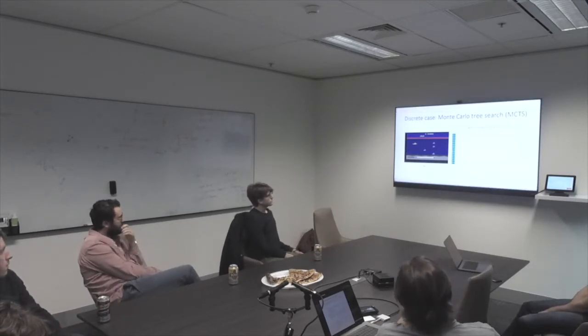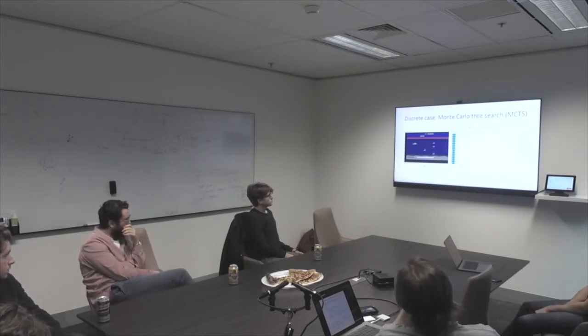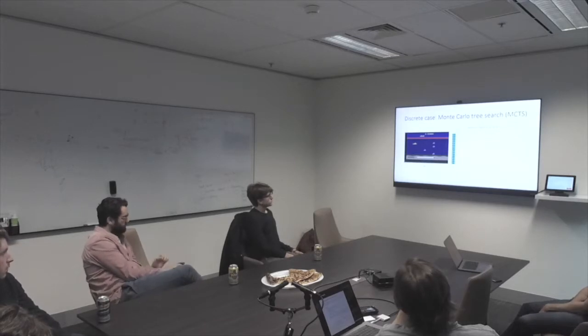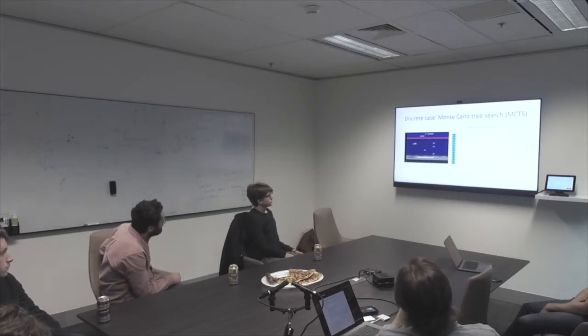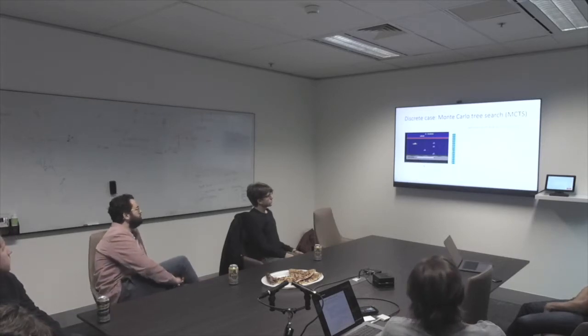It works in both continuous and discrete action spaces, but it's really much easier to use in discrete action spaces. And it can be used to plan through stochastic systems. In fact, Monte Carlo tree search has been very popular for calculating plans to play stochastic games because it handles stochasticity quite well. So here's the high-level idea.